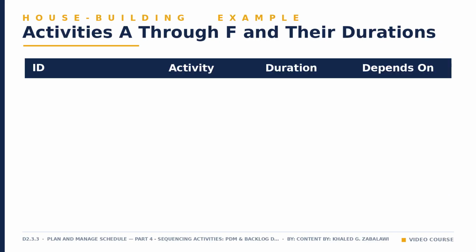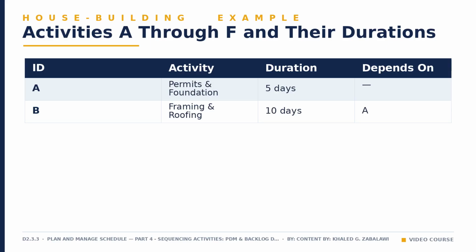Let's ground the 4 relationship types in one running example, building a simple house. Here are 6 of the 7 activities, their durations, and what each one depends on. Activity A is permits and foundation, taking 5 days. It has no predecessor. It is the very first work on this project, and everything else depends on it finishing first. Activity B is framing and roofing, taking 10 days.